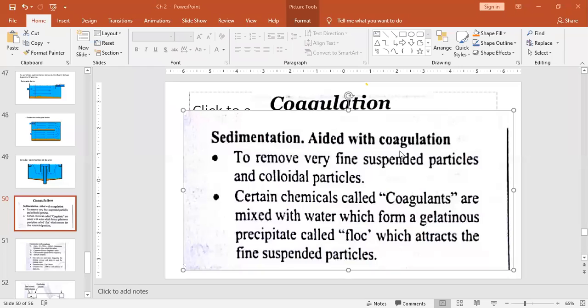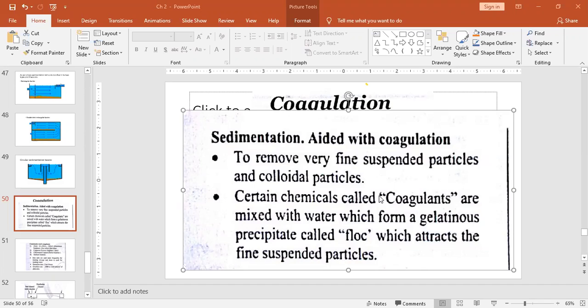Okay, sedimentation aided with coagulation is used to remove very fine suspended particles and colloidal particles. Certain chemicals called coagulants are mixed with water, which form a gelatinous precipitate called floc, which attracts the fine suspended particles, and then it becomes heavier, and then we can make them settle down by gravity. Okay, so this is nothing but the sedimentation with coagulation.